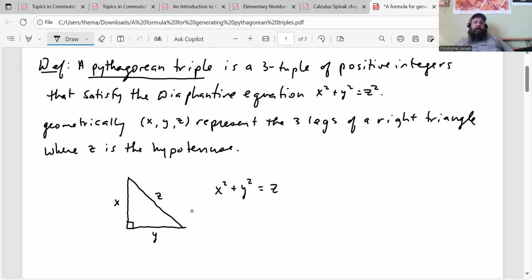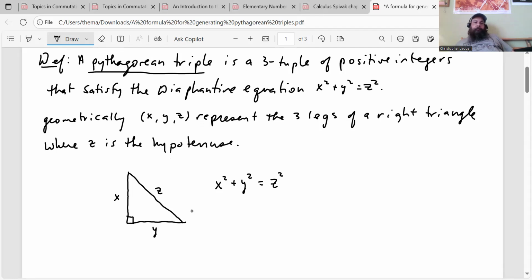I'm not going to prove that theorem here. If you'd like me to, let me know down in the comments, and I'll gladly prove the Pythagorean theorem for you guys. But I just want to tell you what it says today. Okay, so that's what a Pythagorean triple is. It's a three-tuple of positive integers that you can think of as being legs of a right triangle, where the third integer is the hypotenuse. And by the Pythagorean theorem, they always satisfy the Diophantine equation.